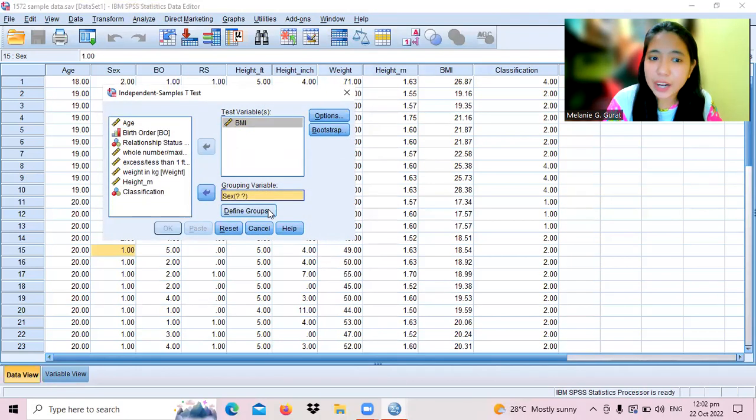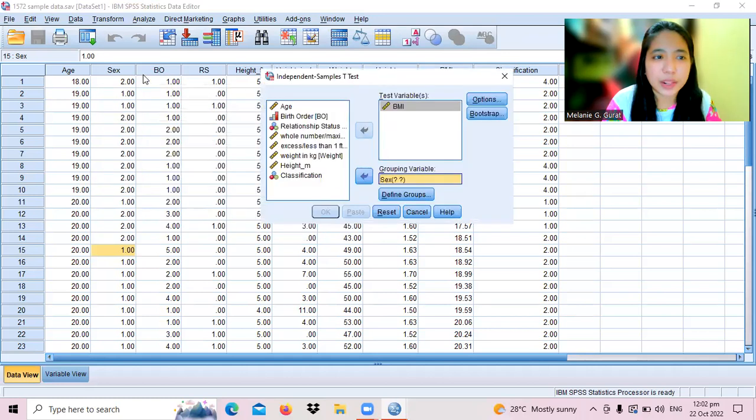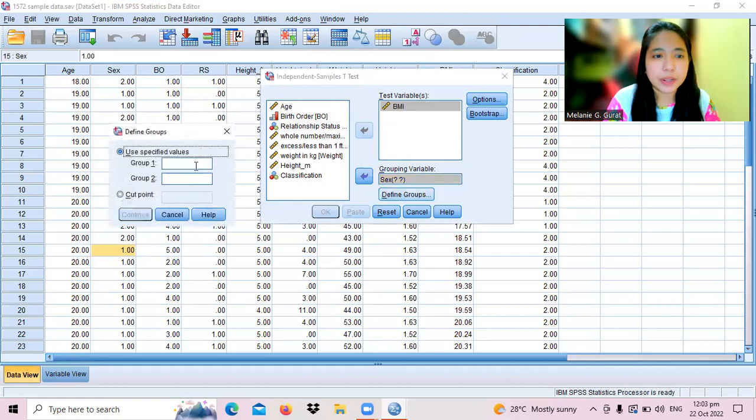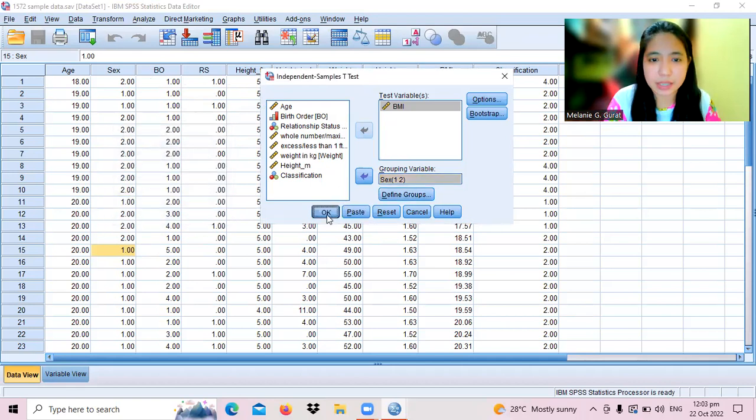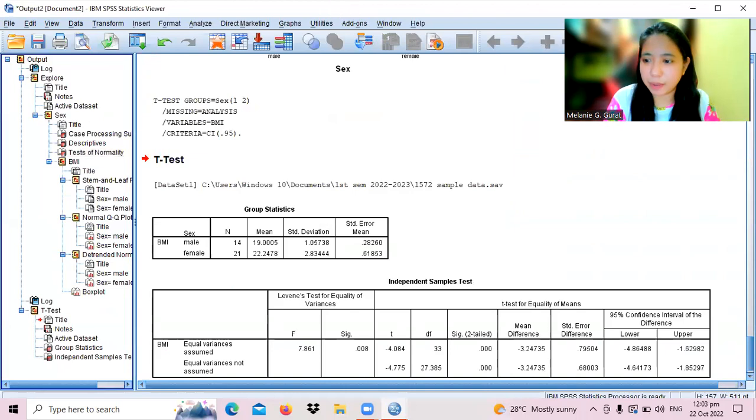So to define groups, we have to be aware of the codes that we use, or the coding scheme. So we can see here on the side that the numbers that we considered are 1 and 2. So in Define Groups, we have to place 1 and 2. Click Continue and OK.